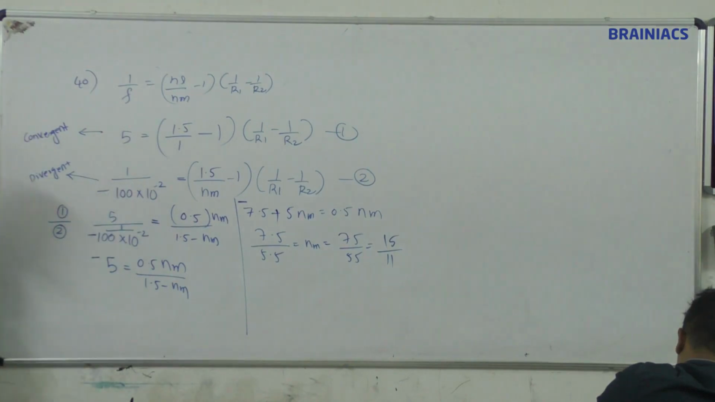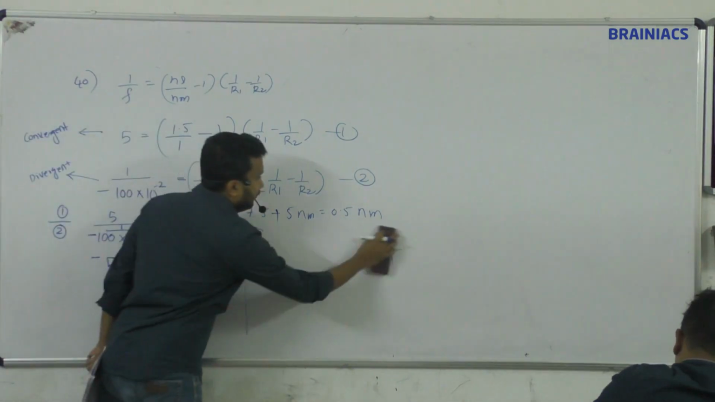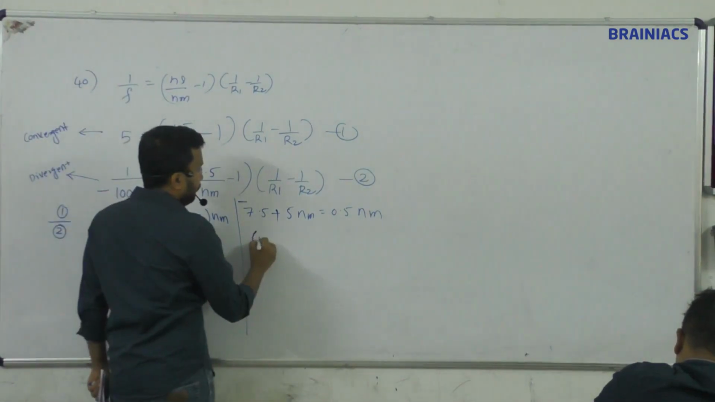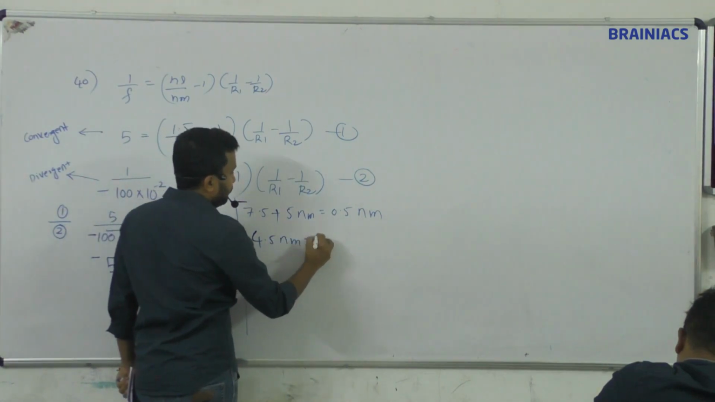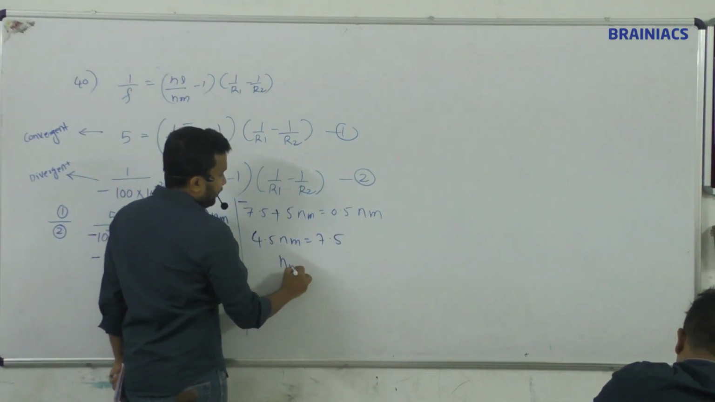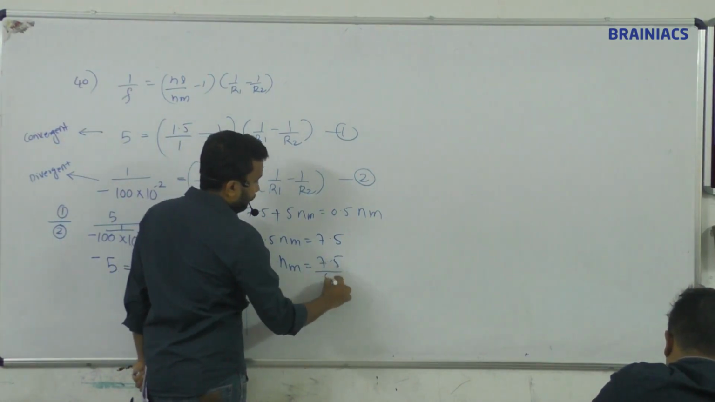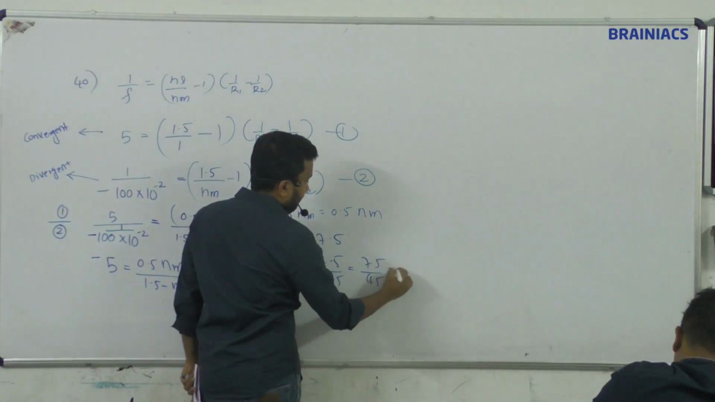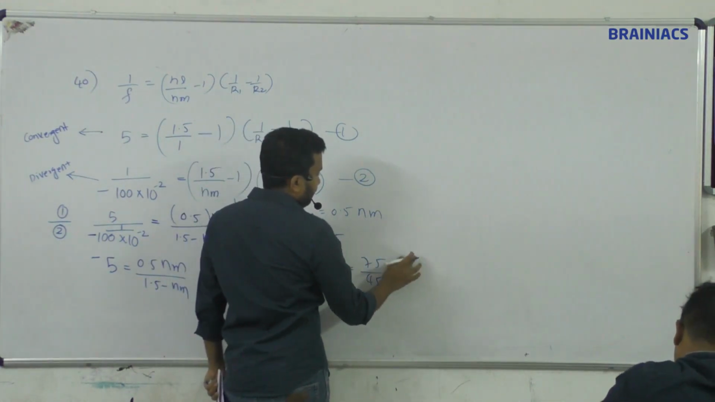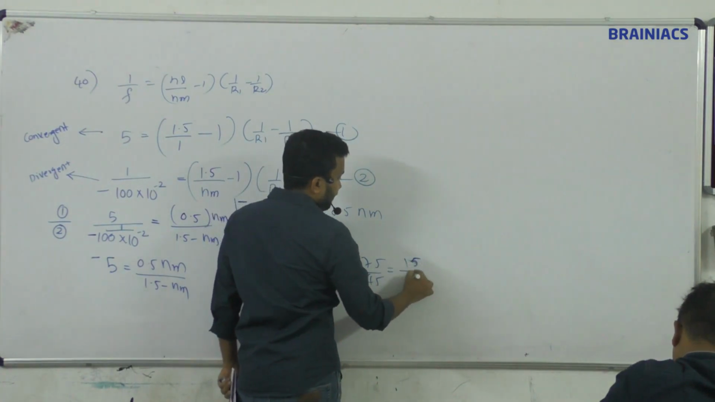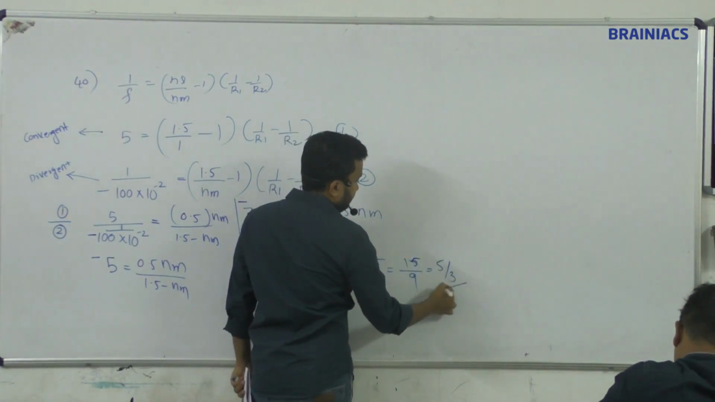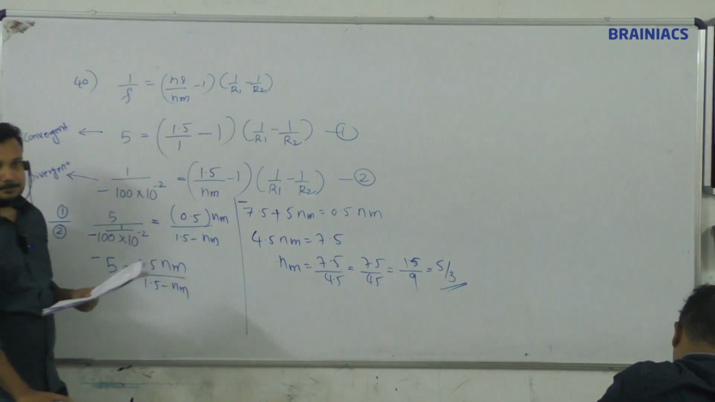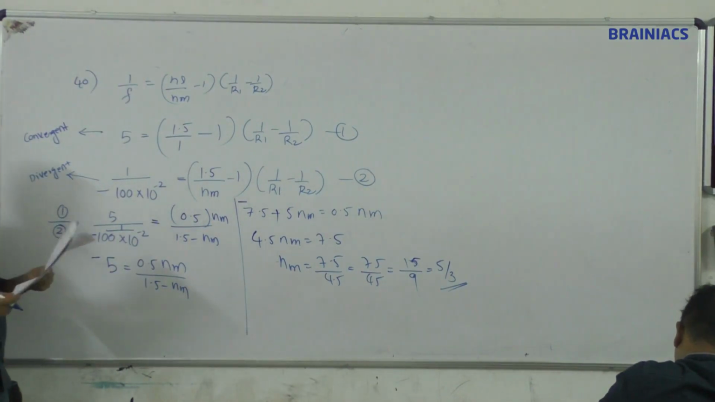When we take it to this side, some changes will be happening here. These steps: 0.5 nm becomes 4.5 nm. So 4.5 nm equals 7.5, nm equals 7.5 divided by 4.5. That is 75 by 45, 15 by 9, which becomes 5 by 3. Cutting with 3, 3 into 5, 5 by 3. Option B.